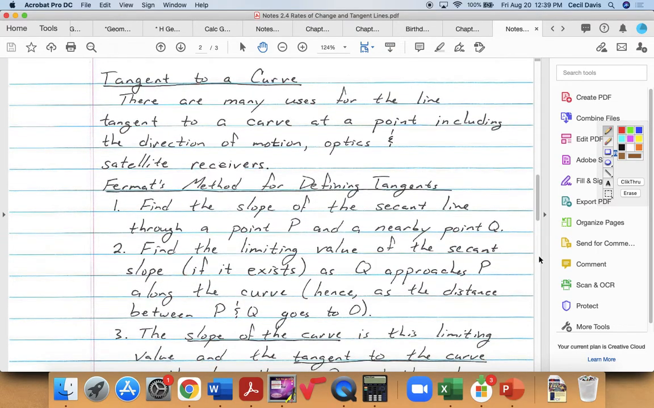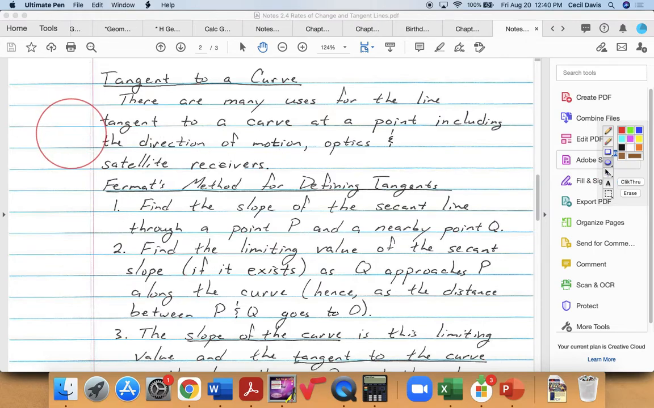So the tangent to a curve: a secant in a circle was the line that intersected the circle in two places, like this. The tangent line, on the other hand, was a line that only intersected the circle in one point, like so. So the question becomes, well, how do we do that to something that is not a circle? For a circle, it's pretty easy. And you could estimate it on another curve, but what are we going to do?